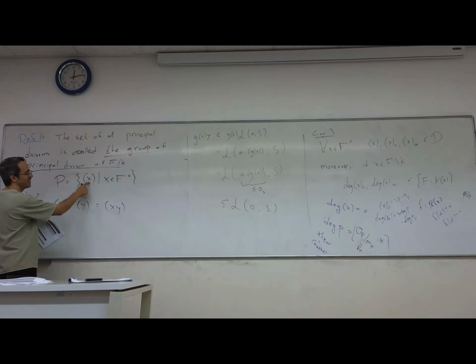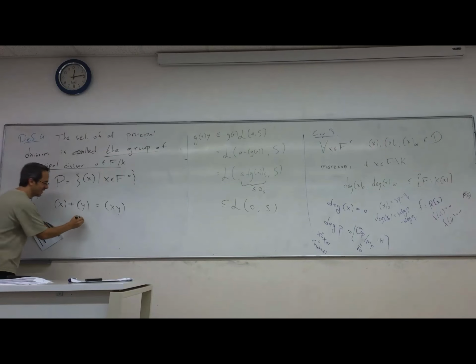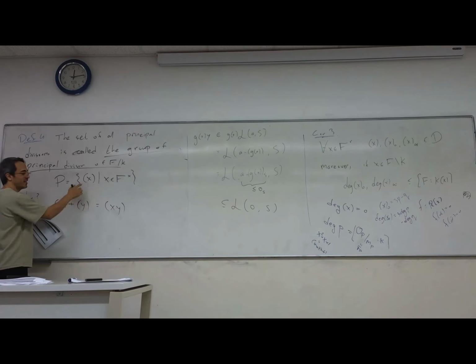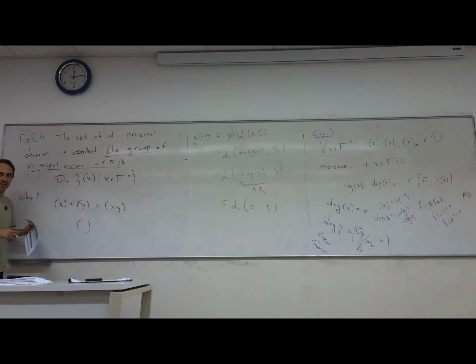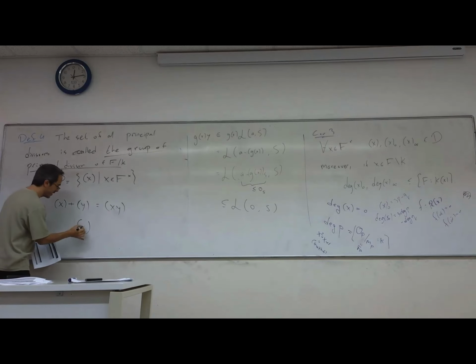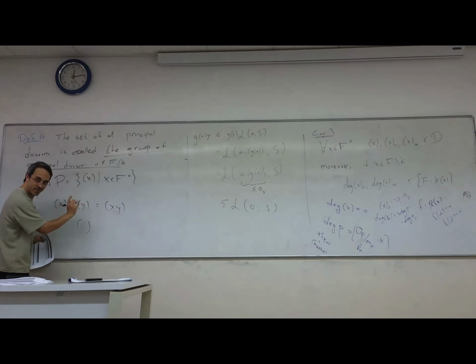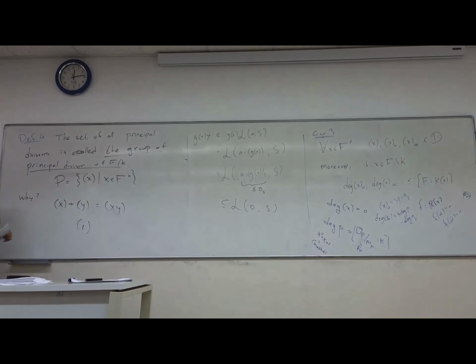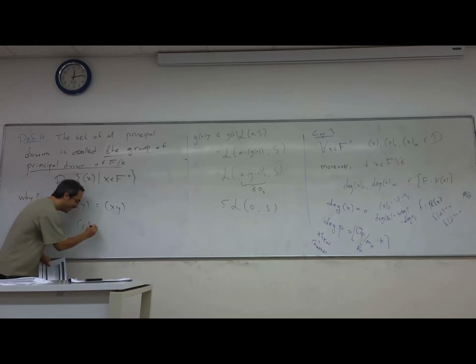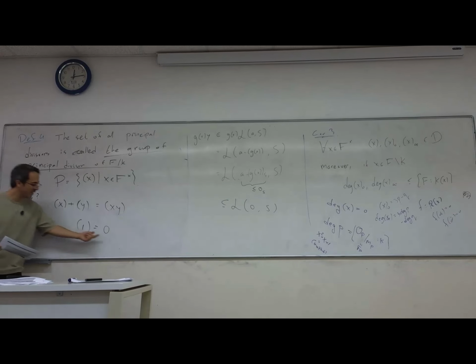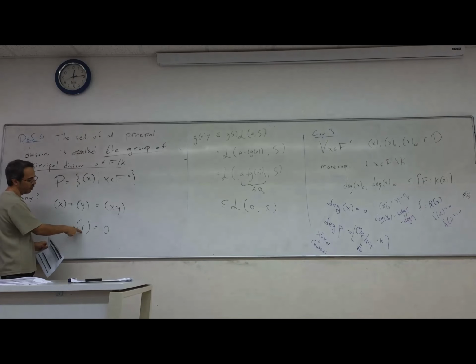Who is the function that gives you the identity element? I need an element x such that its divisor is the zero divisor. So I'm going to take 1. Actually 1 and 2 and all the elements of K star are the same divisor. It's the zero divisor. We proved it: the functions that don't have zeros or poles are exactly those in K star. So you can take 1, for example.